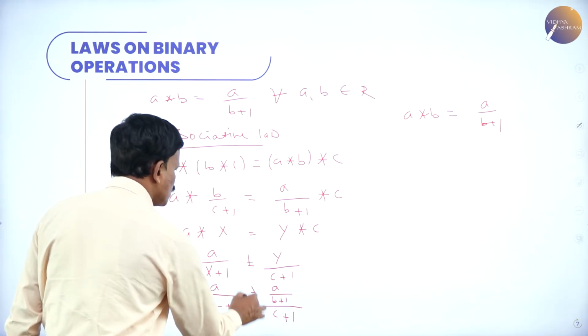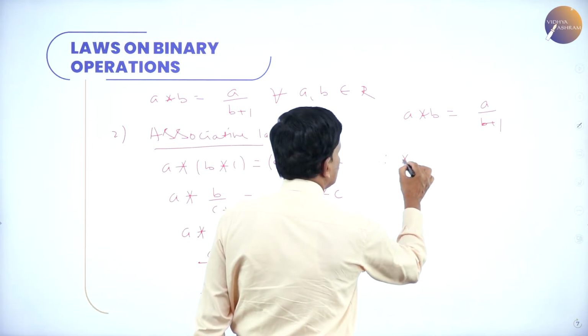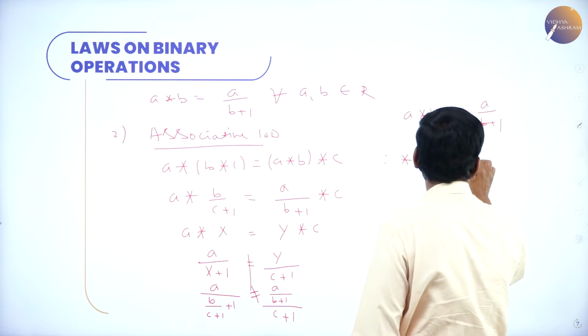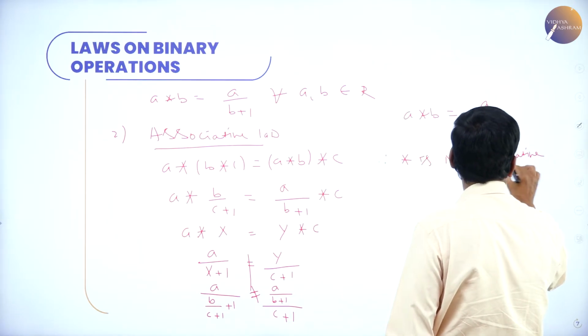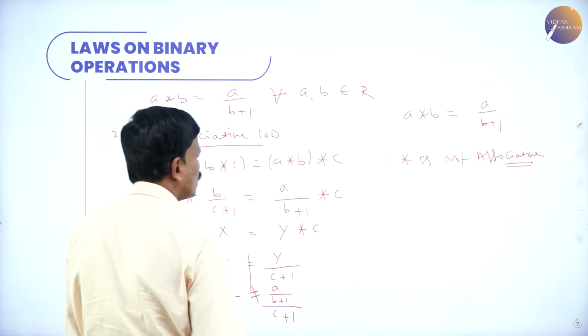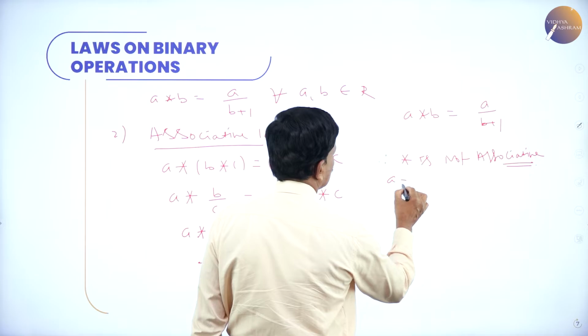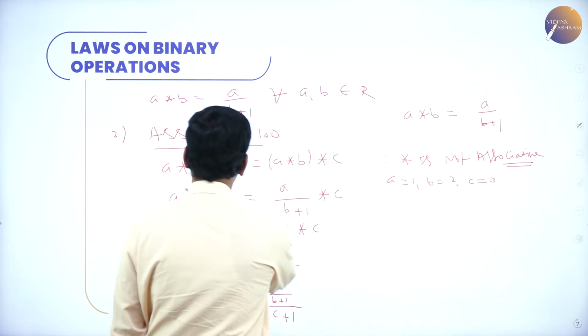Definitely they are not equal. So this is not equal. That means therefore star is not associative. If you want, you can verify. Take an example. Let us take A is equal to 1, B is equal to 2, C is equal to 3. Substitute here.